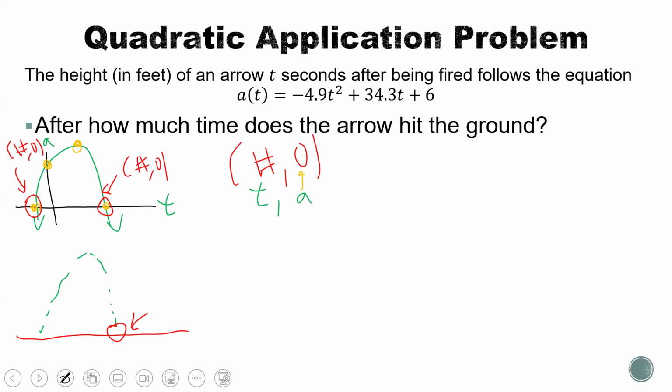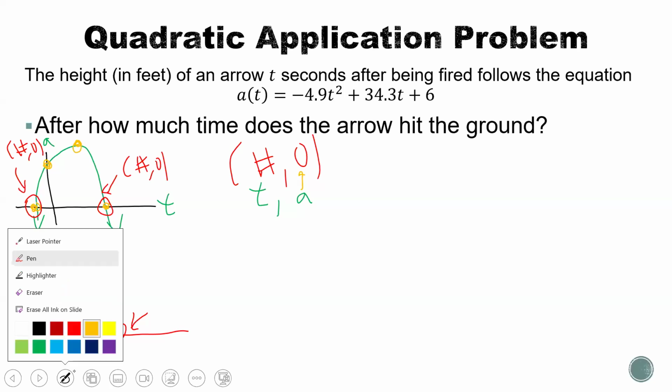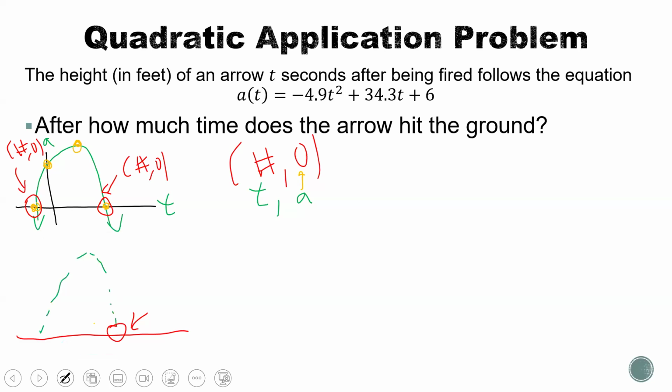If we think about it, that makes sense as a point that would represent when we hit the ground, because when you hit the ground, your altitude is 0, right? You are 0 feet off the ground. So in order to answer this question, we need to figure out the value or values of t where the altitude is 0, which means that we're trying to figure out values of t that'll make our output up here in our function equal to 0. And so we can do that by taking the equation and setting it equal to 0. So 0 equals negative 4.9 t squared plus 34.3 t plus 6.